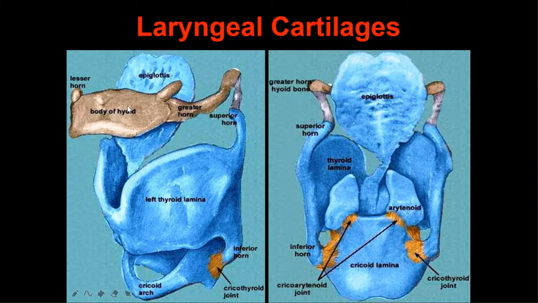So this is the body of the hyoid bone, greater horn and lesser horn of the hyoid bone. The epiglottis has two surfaces, anterior surface and posterior surface. Anterior is the lingual surface and posterior is the laryngeal surface. On the laryngeal surface, there are numerous minor salivary glands, mucous and serous secreting glands.